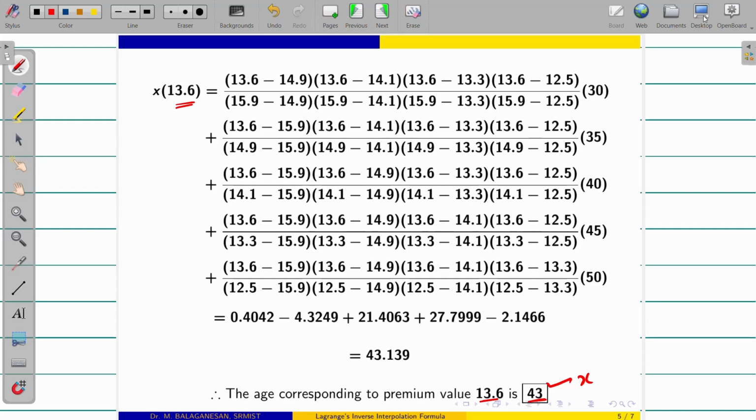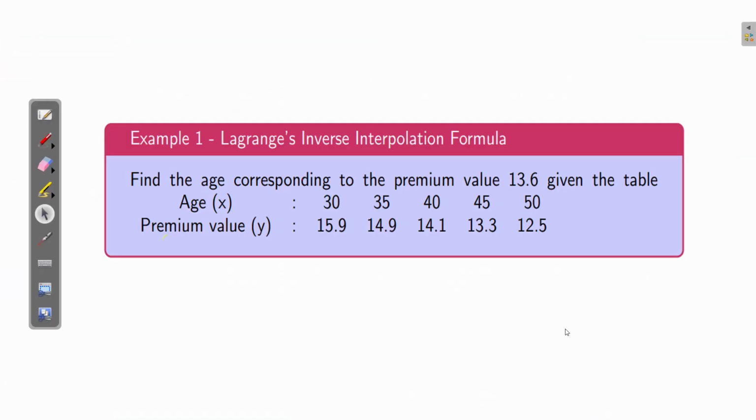We have to check whether it is right or wrong. 13.6, it is 43. Yeah, 13.6 will be here. It will take place here. 13.6 here, 43. Yeah, it lies between 40 and 45 exactly. So this is the way we can conclude the answer.